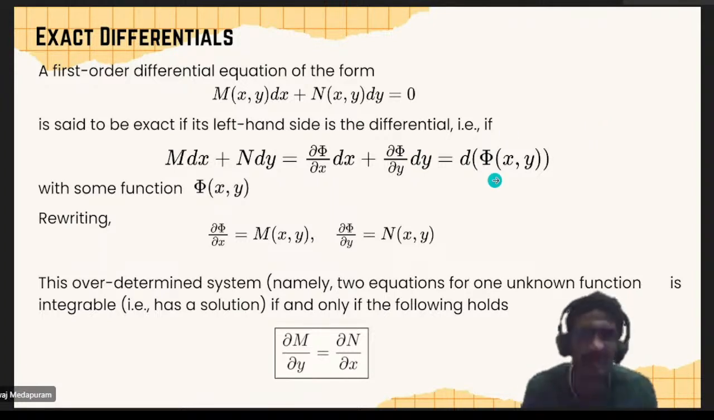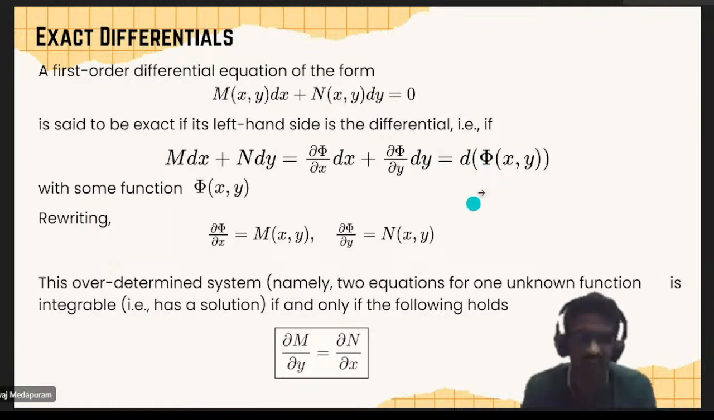We have d of something equal to 0. That essentially means phi equal to c. So we just need to find the function phi satisfying this. But it is not always possible to find a function like that. There are differential equations which satisfy that and which don't satisfy this. The ones which satisfy this are called exact differential equations.